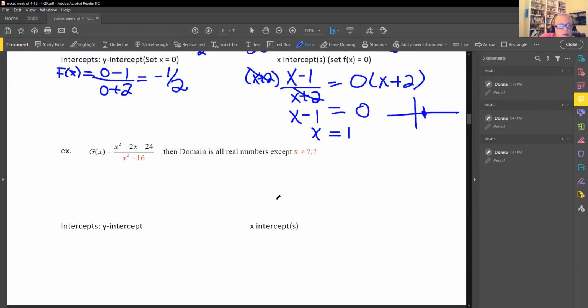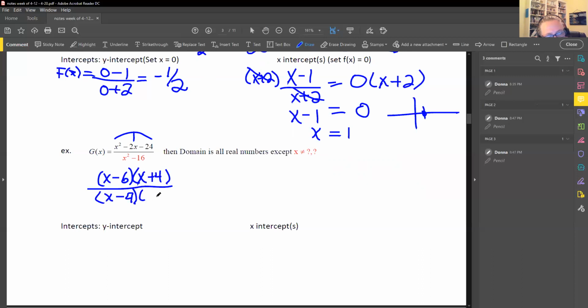So, just some more practice. When you're trying to find the domain, you're going to want to factor. I'm going to factor everything out. So factors of -24 that add to -2: that's 4 and -6. So this is going to be (x minus 6)(x plus 4) on the top. The bottom will factor as (x minus 4)(x plus 4).